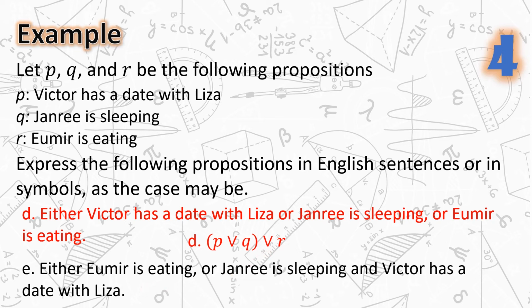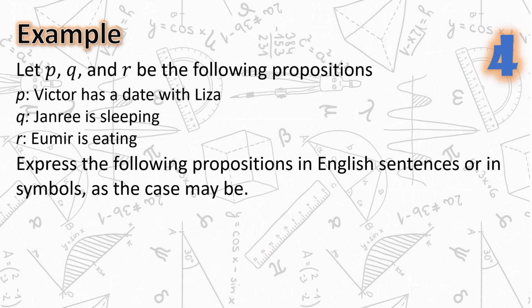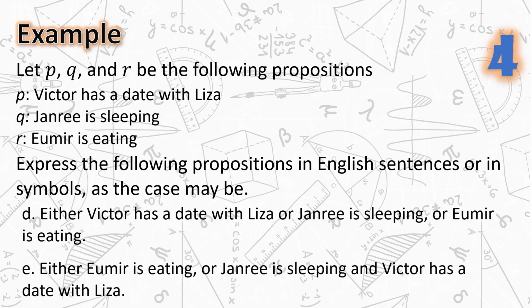Letter E. Either Yumir is eating, comma, or January is sleeping and Victor has a date with Lisa. So that will be R or parenthesis Q and P, close parenthesis.